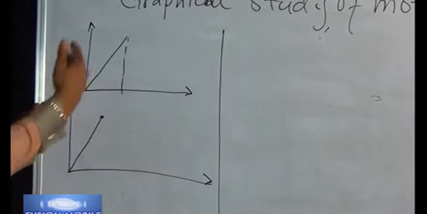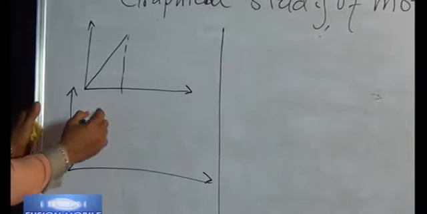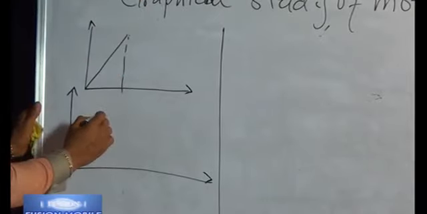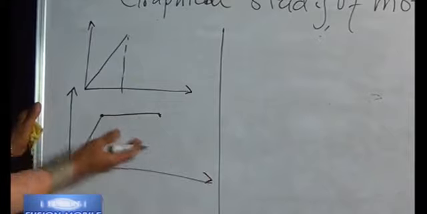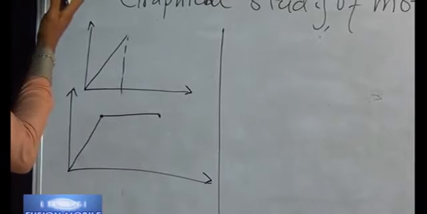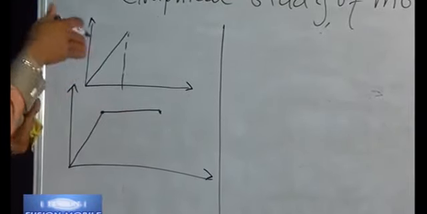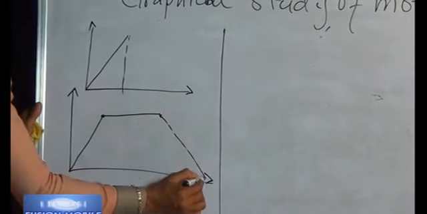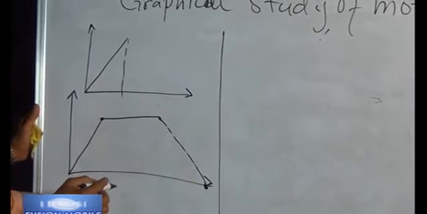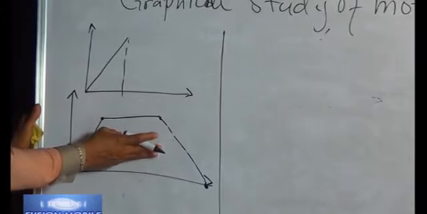Then they may tell you that the body maintains the velocity or it moves with uniform velocity. At that point, it's neither going up nor going down. We have it going straight that way because time is still increasing while velocity is not increasing. And they may also tell you that it's decelerating and finally comes to rest. That means it will come down and come to somewhere here. This is a particular diagram of a motion.